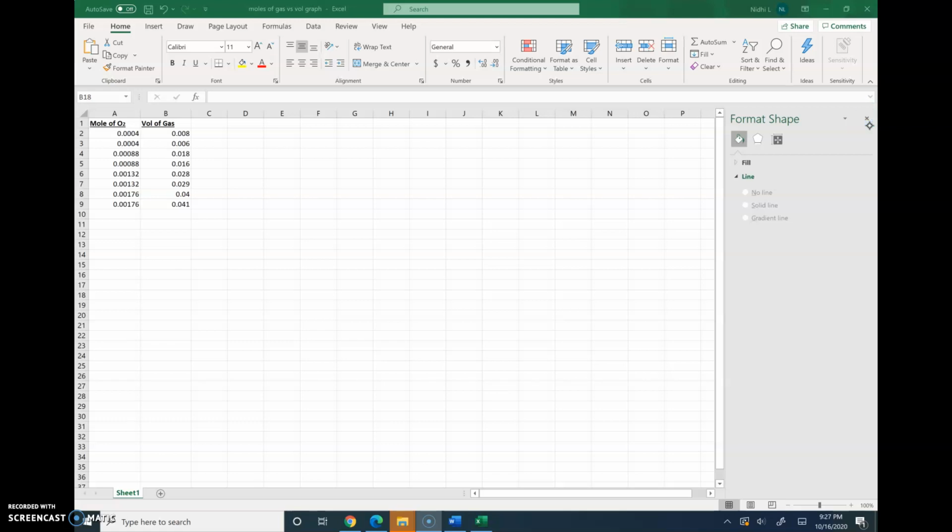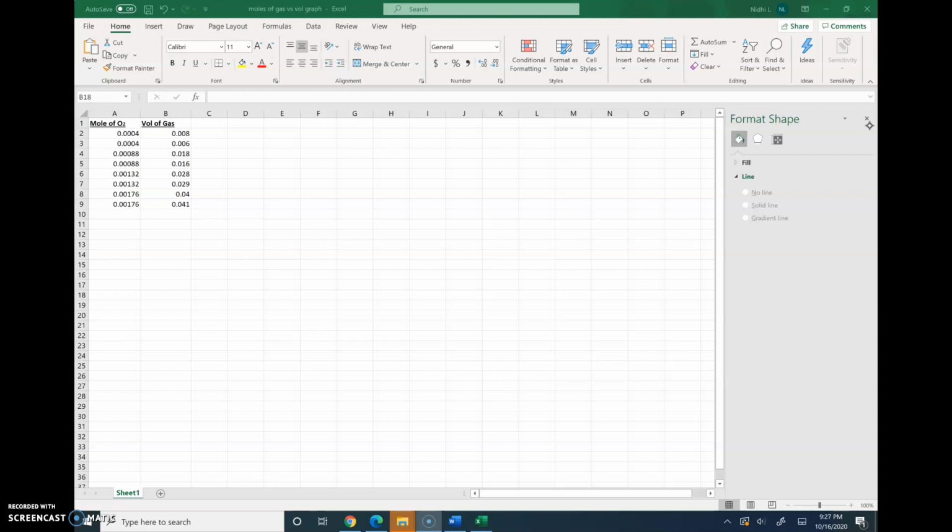Hi, so this is a graph that you need to be doing for your Activity 2 for the ideal gas law constant. It says, using a computer graphing program, create an XY scatter plot of the moles of oxygen versus the volume of gas generated. So what I have here is the moles of oxygen and the volume of gas.